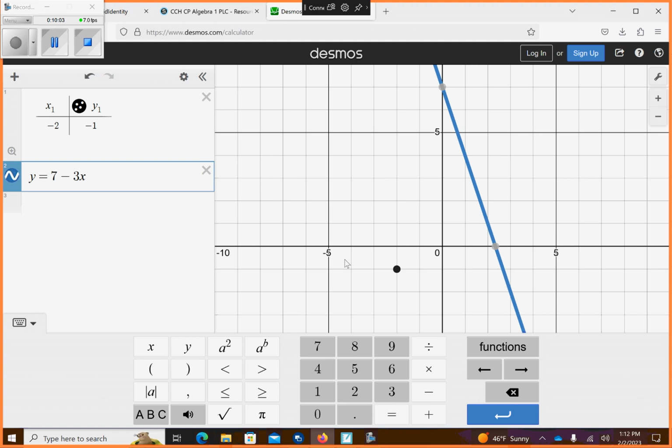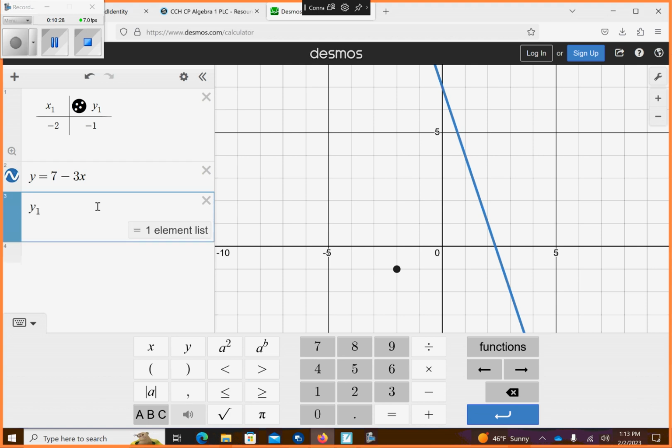So what we want to do is find the linear equation that is going to go right through that black dot and is parallel to the blue line. So what do you know about parallel slopes, friends? Lines that are parallel, what's significant about their slopes? Same slope. Same slope.